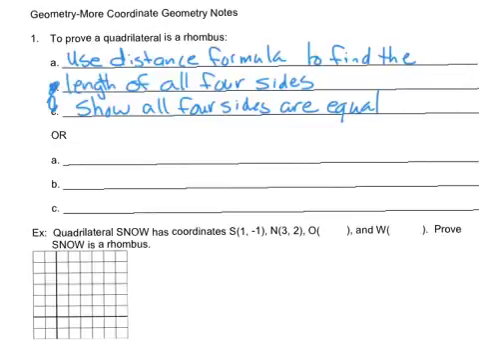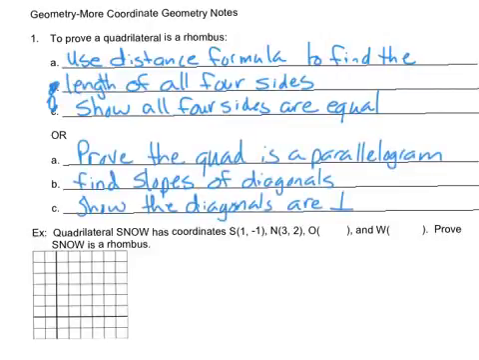Another possible way is to first prove the quadrilateral is a parallelogram and then find the slopes of the diagonals and show that they are perpendicular. So you prove it's a parallelogram, you find the slopes of the diagonals, and then you show that they're negative reciprocals, so they're therefore perpendicular. But if you think about this, it's probably going to take a lot more work than just finding the distance or the lengths of the four sides.